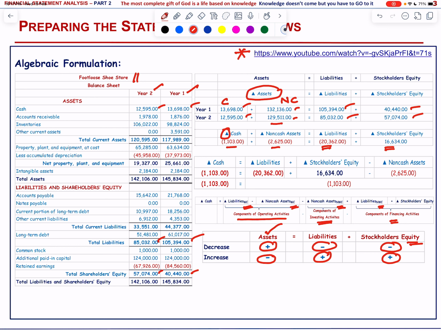Net income is to be added to operating activities, and dividends are going to be subtracted from financing activities. So these adjustments are going to ensure that changes in capital are accurately reflected in the cash flow statement, particularly under financing activities. So let us look into the exercise.